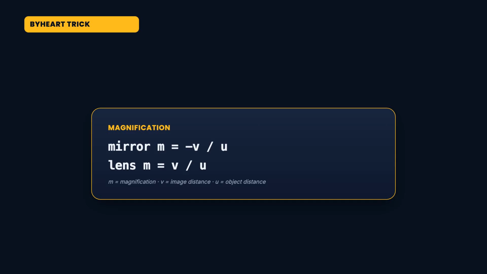3. Magnification. For mirrors, M equals minus V by U. For lenses, M equals V by U. Mirror has the minus.